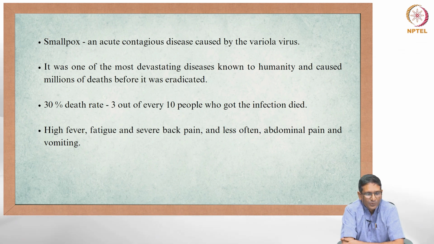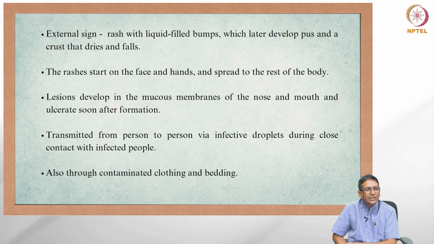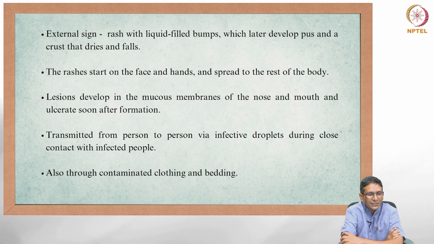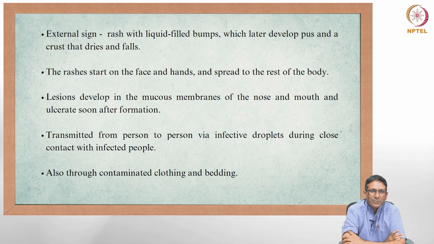So, it had a high death rate. 30% of the people who got it would die. In other words, 3 out of every 10 people who got the infection would die. Some of its symptoms included high fever, fatigue, severe back pain, and sometimes even abdominal pain and vomiting. But the most visible external sign was the rashes with the liquid filled bumps, which later developed pus and then became crust, which dried and then fell down.